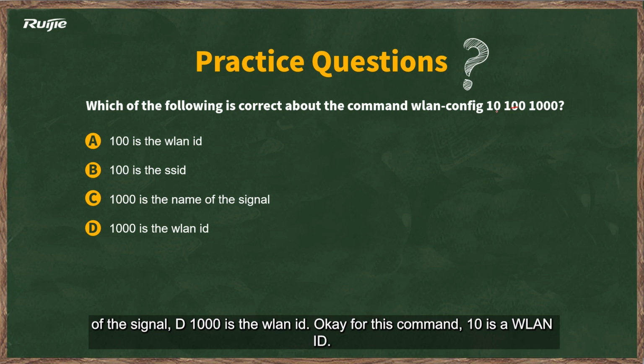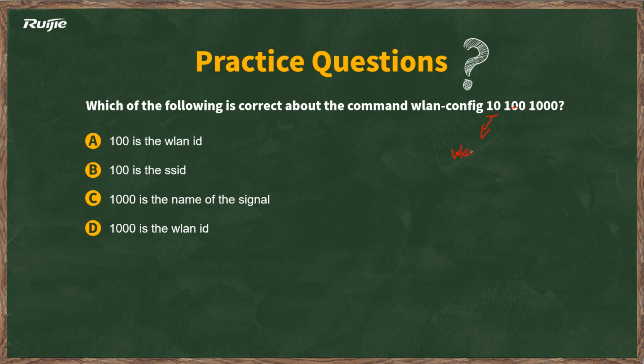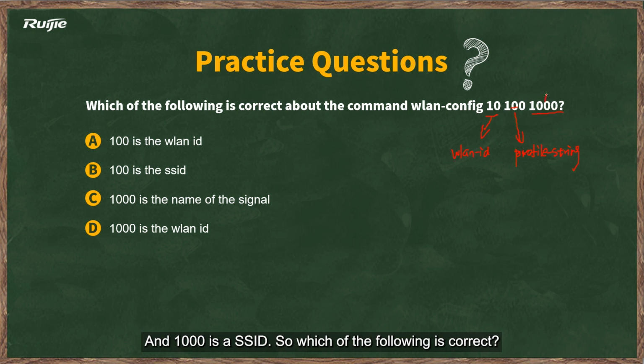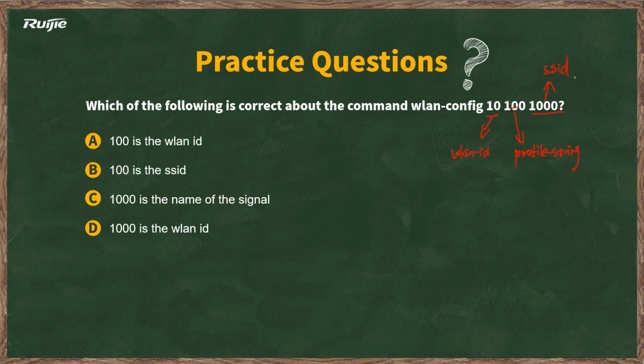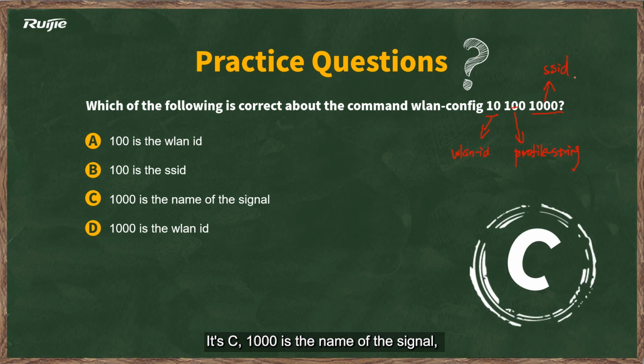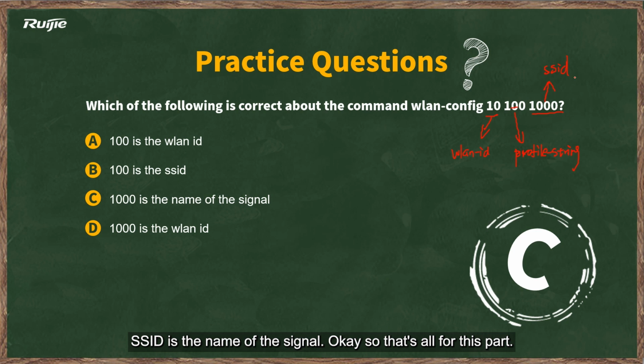Actually, for this command, 10, we said 10 is the WLAN ID. 100 is a profile, and 1000 is the SSID. So which of the following is correct? Actually, C. I see, 1000 is the name of the signal, because SSID is the name of the signal. Okay, so that's all for this part.